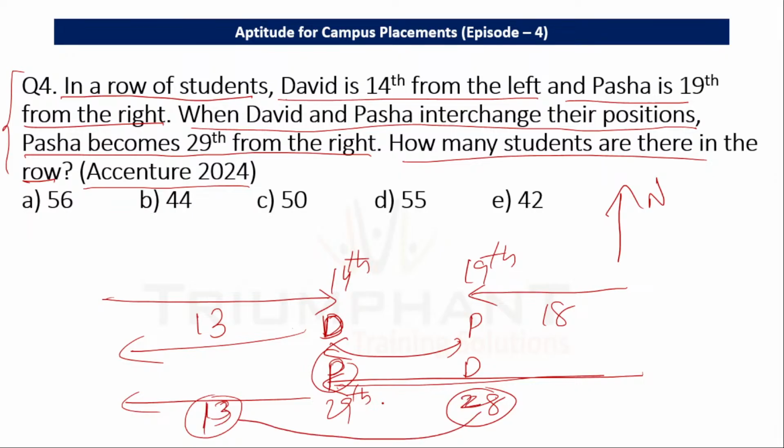So 13 plus 28, 41, plus himself. So it is a total of 42 students in the row. Option E. Yes, option E.